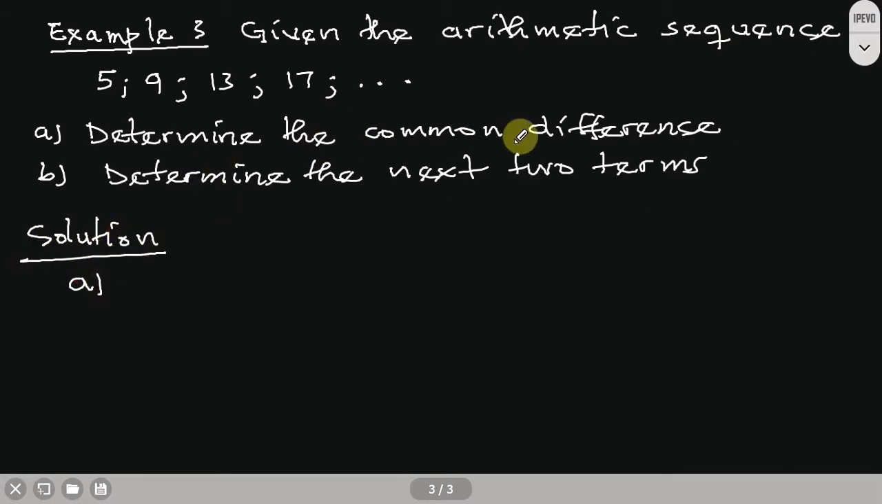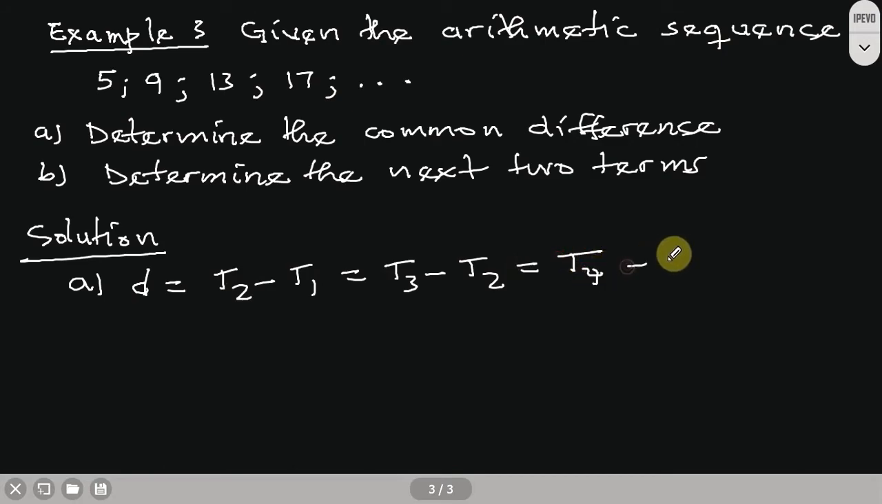Okay, question A, determine the common difference. Since we are told that it is an arithmetic sequence, to find the common difference, we just take T2 minus T1, which is also the same as T3 minus T2, or T4 minus T3.